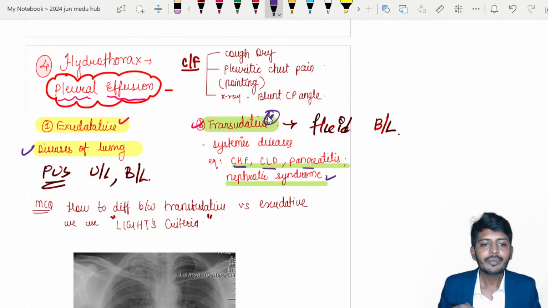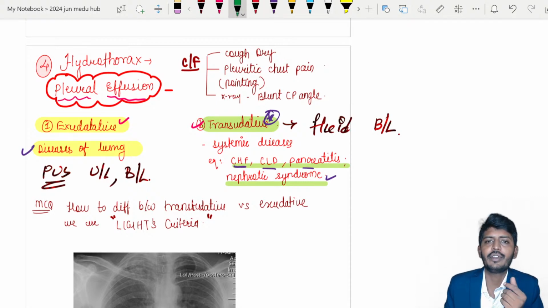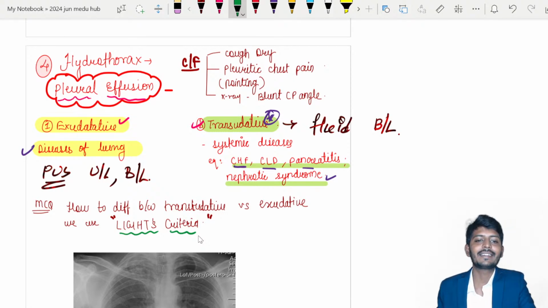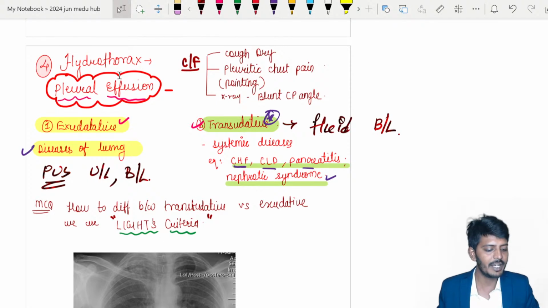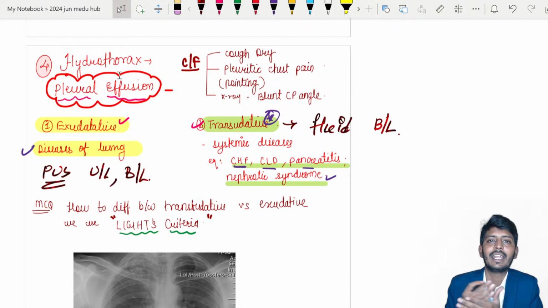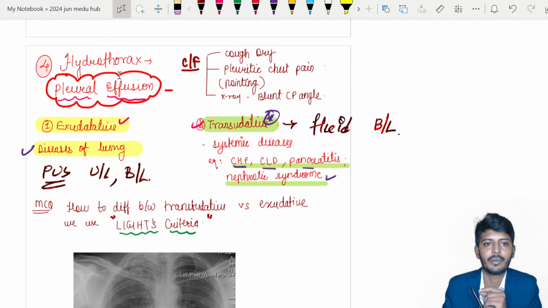Please understand, to differentiate whether it is a transudative or exudative pleural effusion, we use a criteria called Light's criteria. Light's criteria is used to differentiate between transudative and exudative. So how do we use this criteria? Remember, we are going to take the pleural fluid, my dear students.